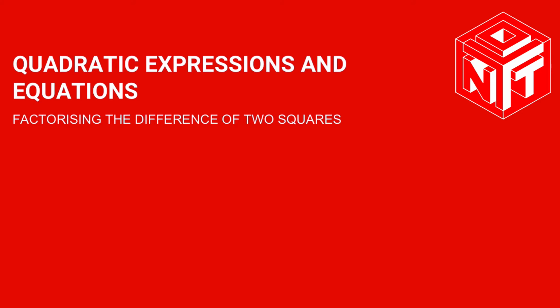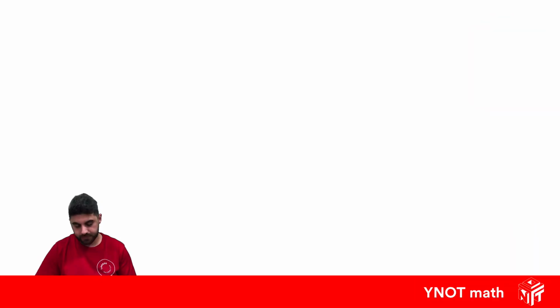Factorising the difference of two squares. To start off, we're just going to look at this binomial expansion: x plus 3 times x minus 3. So we've got the same bracket here, but we've only changed the plus and the minus. Let's expand it out and see what happens.